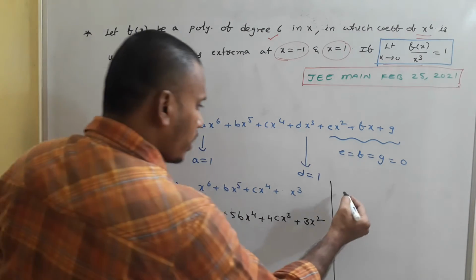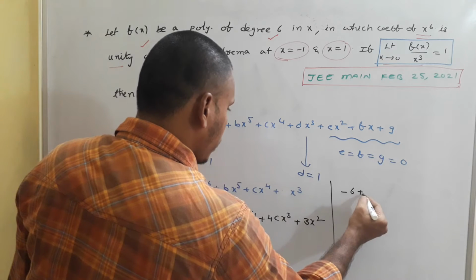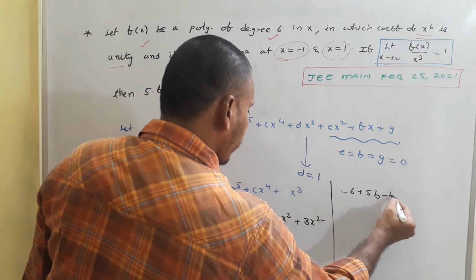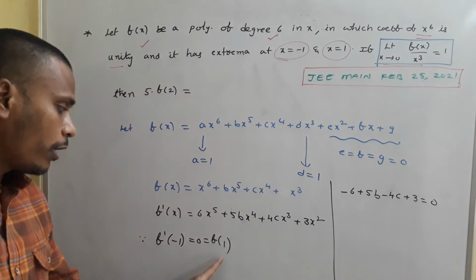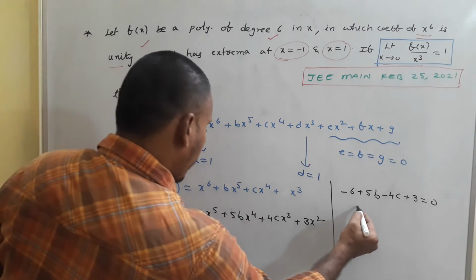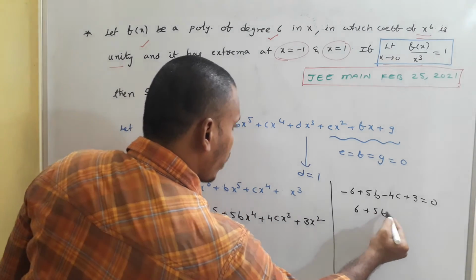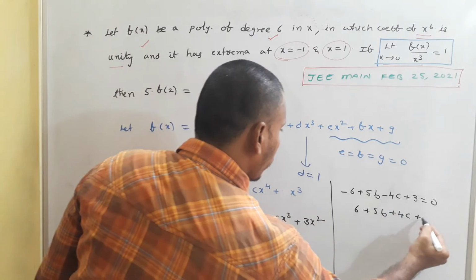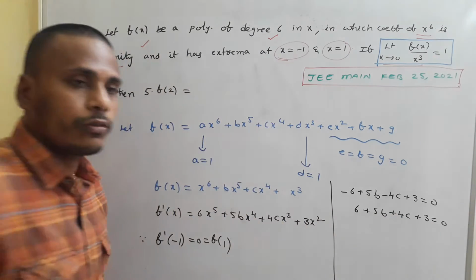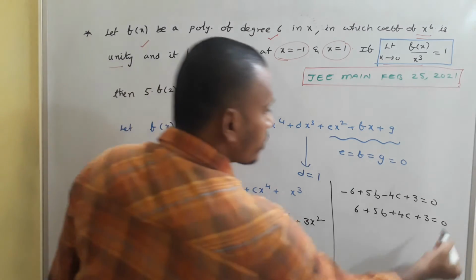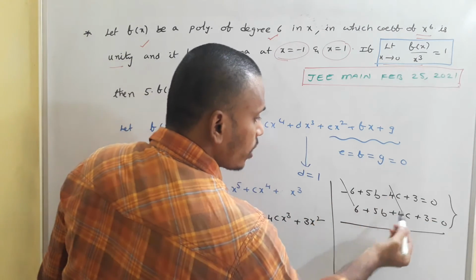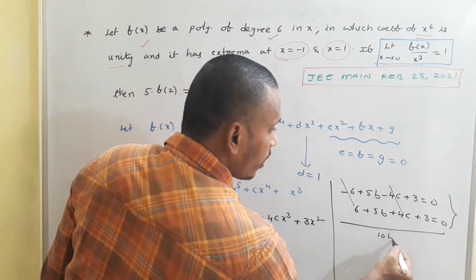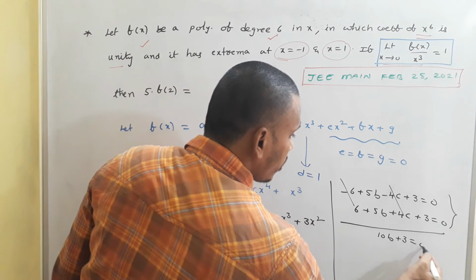If you replace x with -1, what will happen? -6 plus 5b minus 4c plus 3 is equals to 0. Now replace x with 1. This time 6 plus 5b plus 4c plus 3 is equals to 0. You just add these. If you add, these two get cancelled, these two get cancelled. 10b plus 6 is equals to 0.